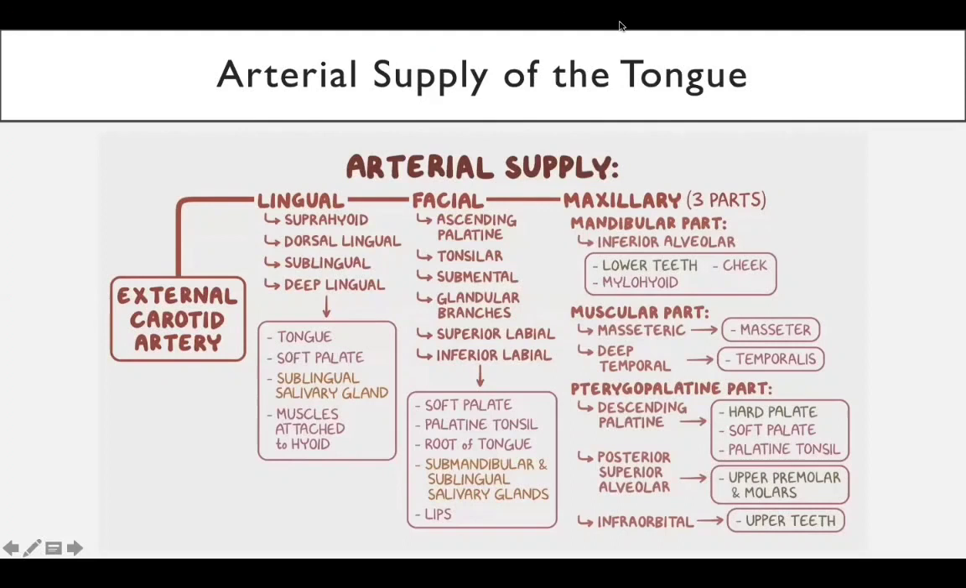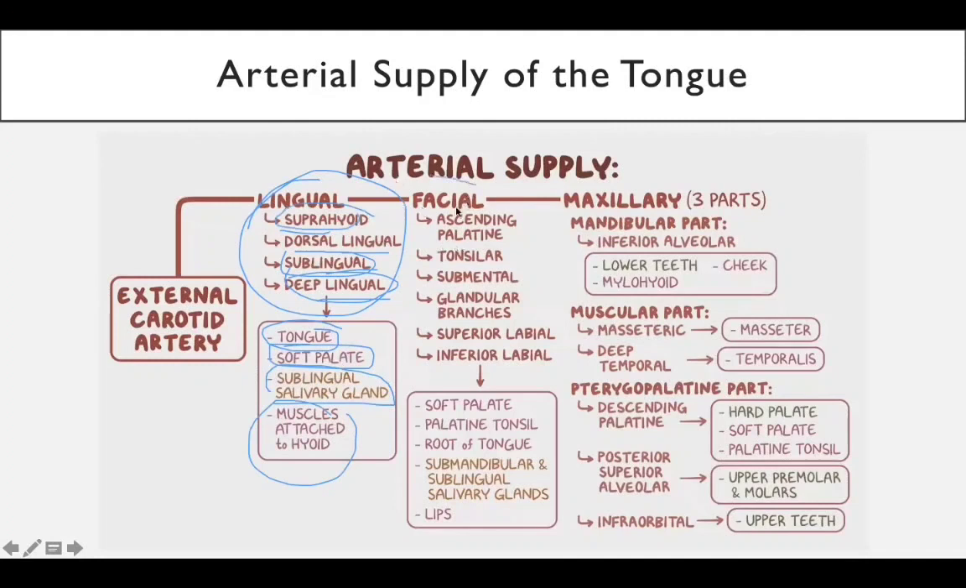So the good thing is there is lingual, dorsal, sub, deep. So it's easy to remember that this is the lingual artery, and lingual means tongue, so it supplies the tongue. Supra: soft palate. Sublingual: salivary glands, those salivary glands which are present sublingually, because there is a sublingual and deep lingual artery, so it must supply the sublingual salivary glands, and the muscle attached to the hyoid, because there is the suprahyoid lingual artery. Easy.